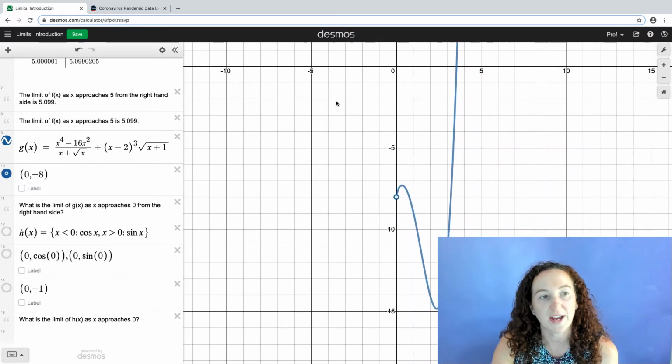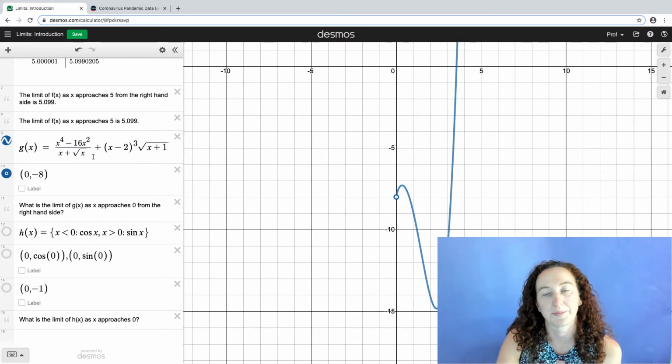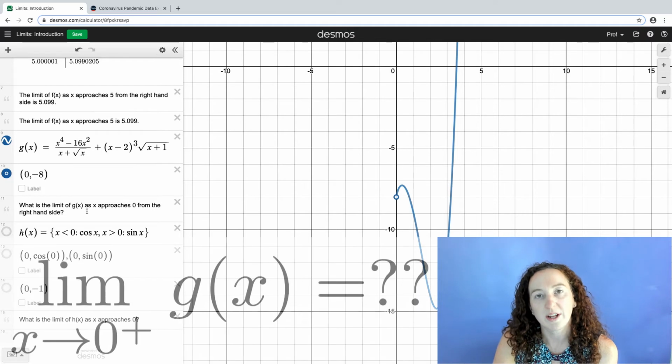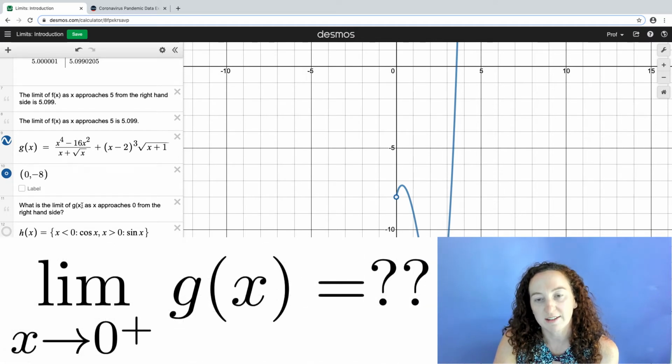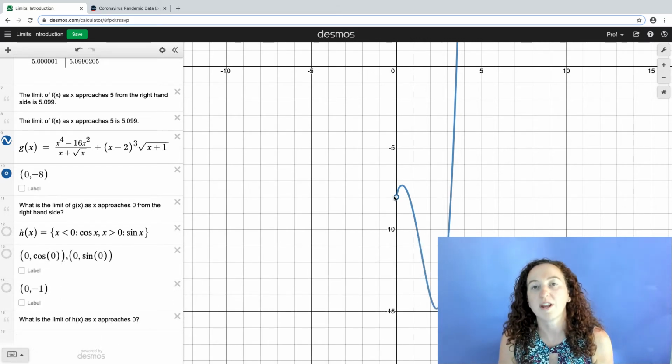This is my g of x. Now notice that the function does not exist when x is equal to 0 because you can't have a 0 in the denominator. And I'm going to ask, what is the limit of g of x as x approaches 0 from the right-hand side? I can't ask, what is the limit of g of x as x approaches 0? Because I don't have the function existing on the left-hand side. So this is all that I can ask.